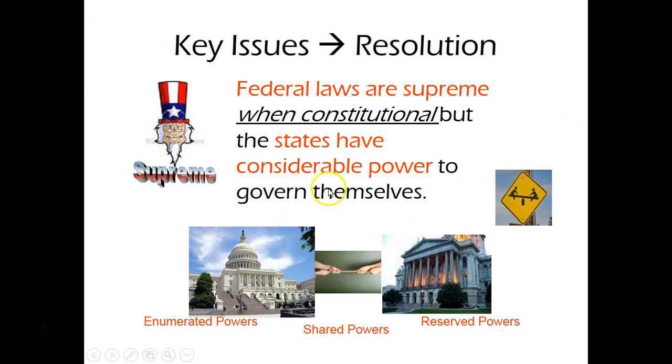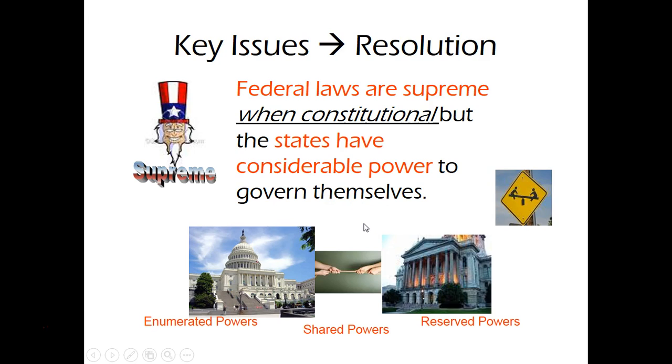Okay, you should have already filled this in your solution box. So just to explain this, basically, they want to make sure that the states still have lots of power. So what they'll do is they will reserve certain powers for the state government. Some powers will actually be shared between the federal government and the state government, but then a lot of powers will be given to the federal government.